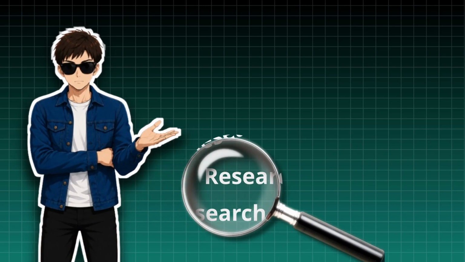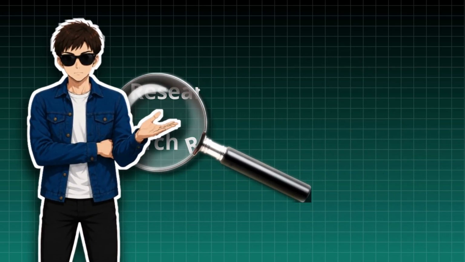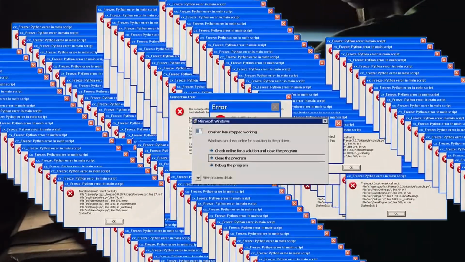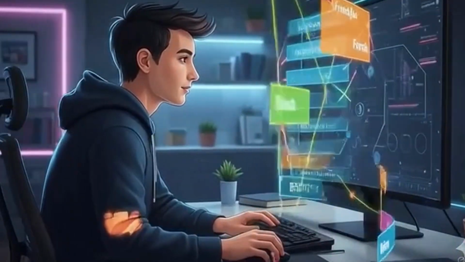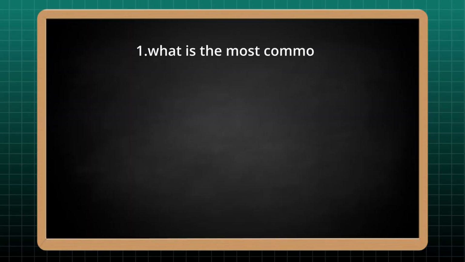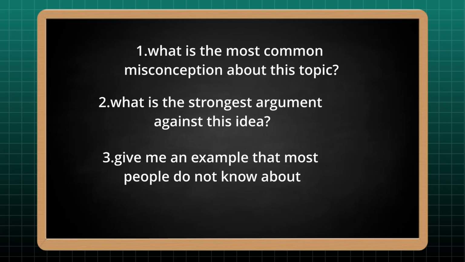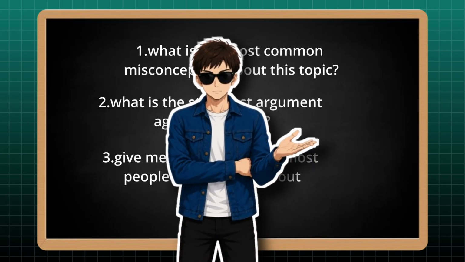Now let me talk about research. This is honestly my favorite way to use this tool. Before, researching one topic meant opening 10 websites and reading for hours. Now I first get a quick overview from the AI, then I ask, what is the most common misconception about this topic? Then I ask, what is the strongest argument against this idea? Then I ask, give me an example that most people do not know about. This way I find a unique angle for my video.